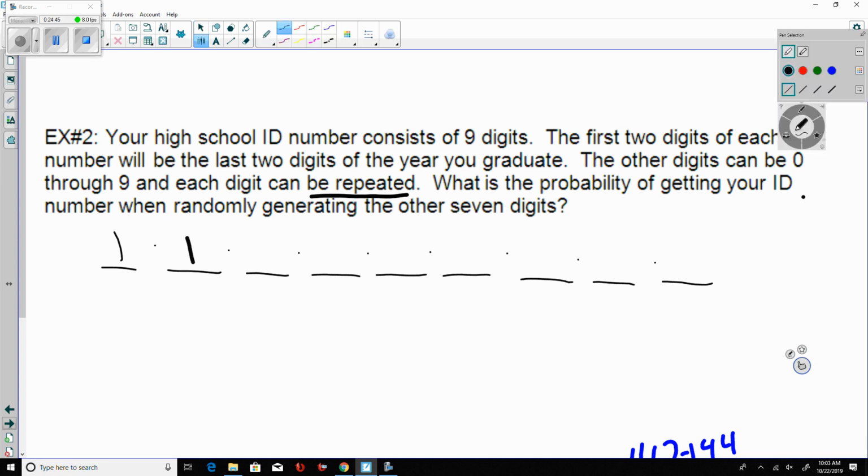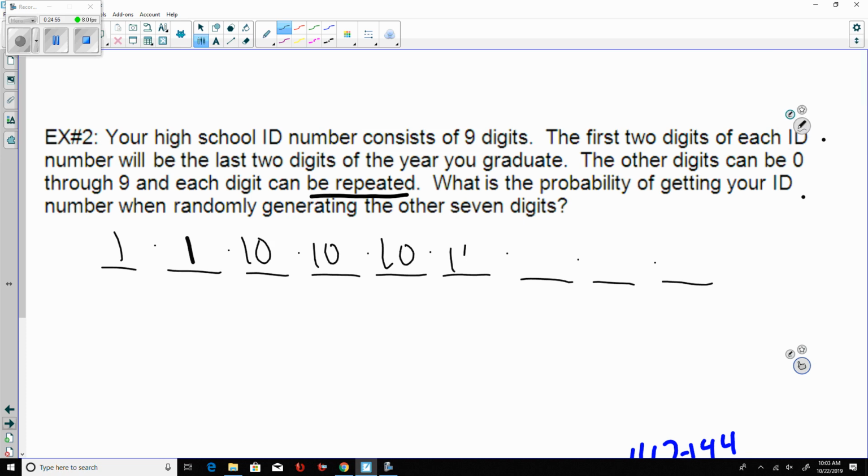So how many numbers are there between 0 and 9? 10. Be careful. It's not 9, there's 10 of them. Then you have 10 times 10 times 10 times 10 times 10 times 10 times 10. So we have 1, 2, 3, 4, 5, 6, 7 zeros.